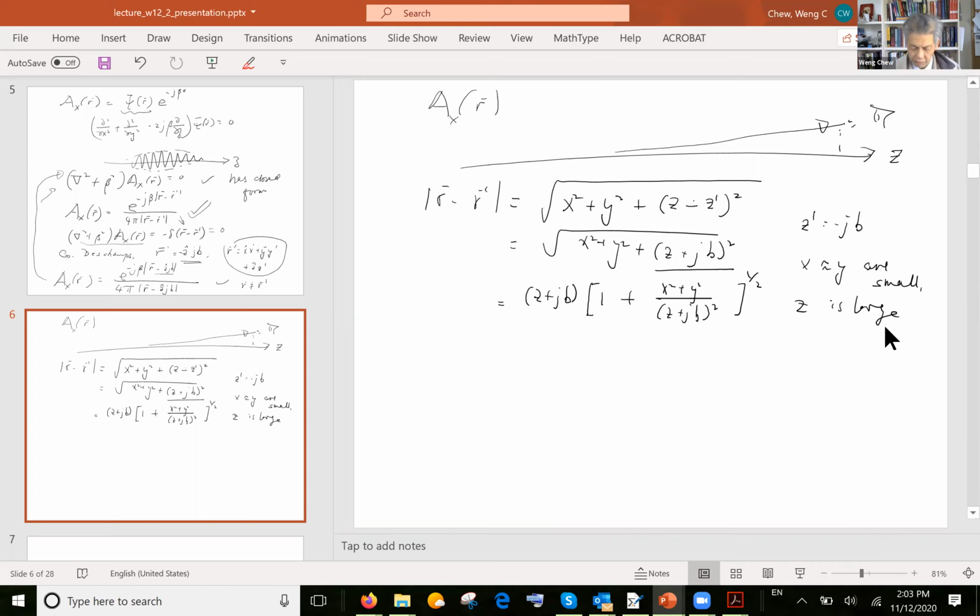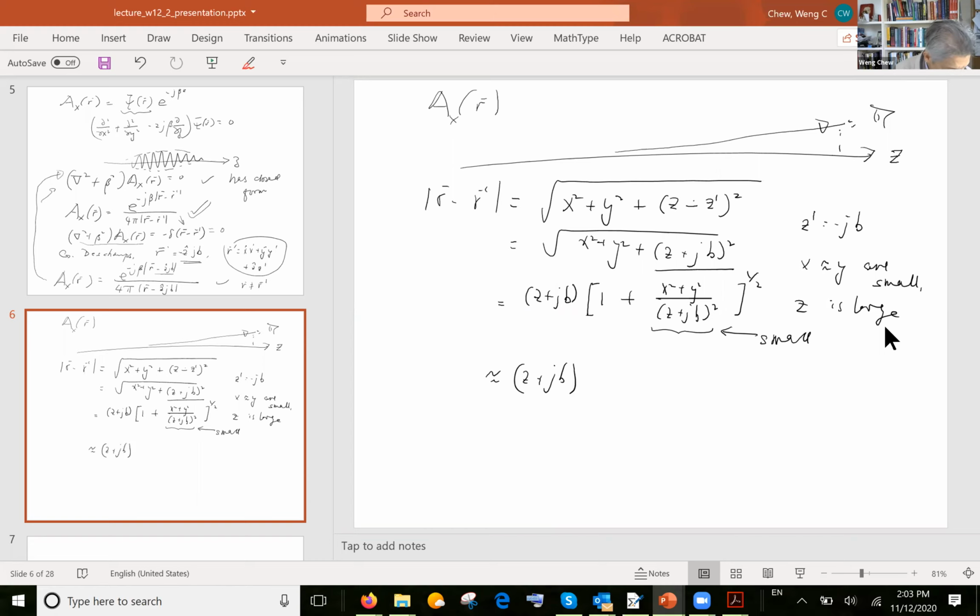I'm going to have this approximation. And then I can do a Taylor series expansion now: 1 plus a small number. This is a small number, because I'm going to assume that z plus jb is very large. And using the Taylor series approximation, I can say that this is approximately z plus jb.